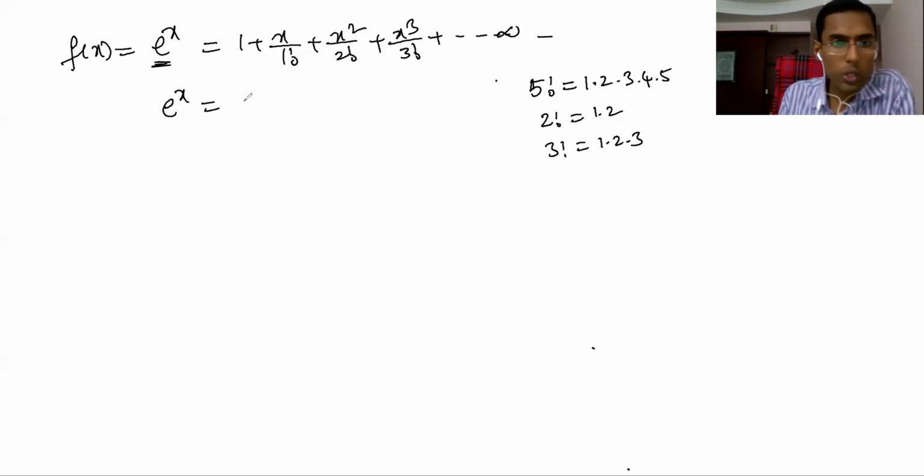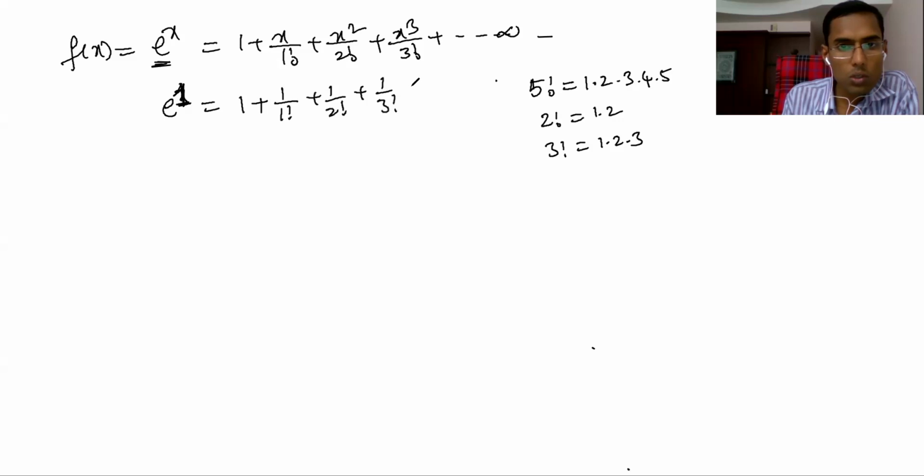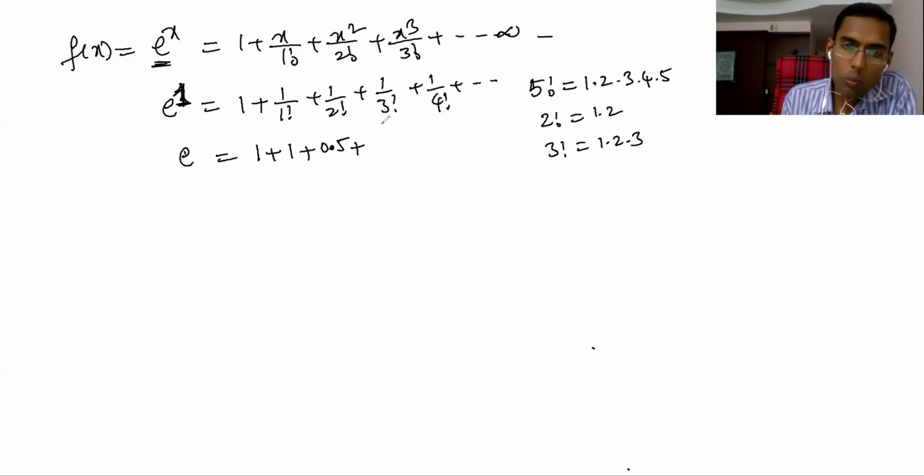What is e power x? E power x is this. Now in the place of x, if I put 1, what is e power 1? 1 plus 1 by 1 factorial plus 1 by 2 factorial plus 1 by 3 factorial plus 1 by 4 factorial and so on. So e power 1 is e. That is 1 plus 1, plus 0.5, plus 1 by 6, which is 0.1666, with the 6 repeating.